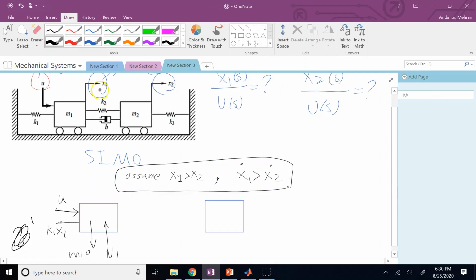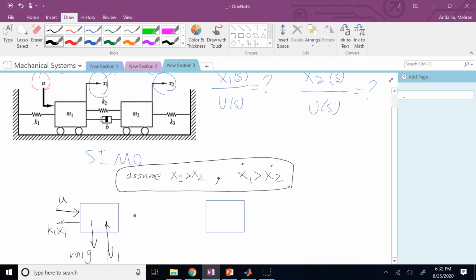So if that's the case, x1 is pushing more than x2. So basically this spring is compressed, right? Because the right side is moving less than the left, so it is compressed more than being stretched. Therefore, since the spring is compressed, it's gonna push back, right? So this force is gonna be backward. So it's gonna be like this, and the magnitude of it is K2 times (x1 minus x2).